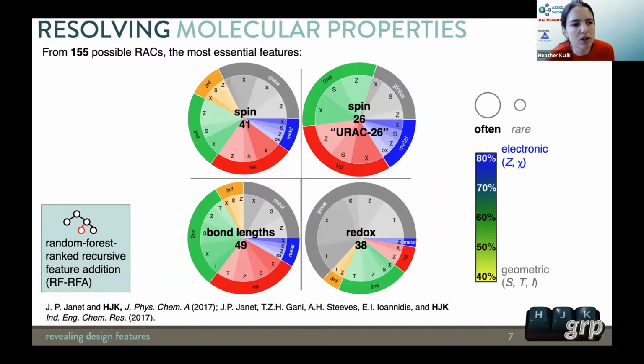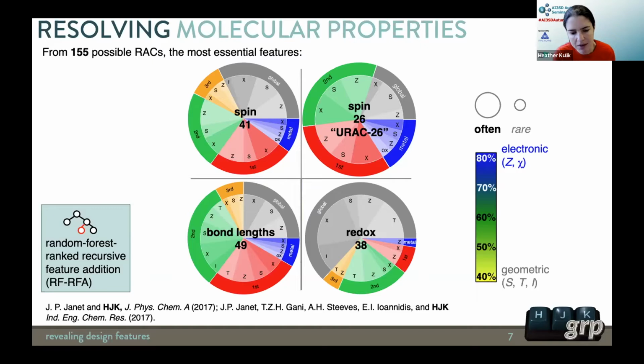So this is what it looks like in a pie chart form, and I'm going to come back to these pie charts in a bit, but basically if you see more gray, that means more non-local information is important. If you see more blue, that means more metal local information is important. And so the elephant in the room so far is that everything I've been talking about depends on one density functional.